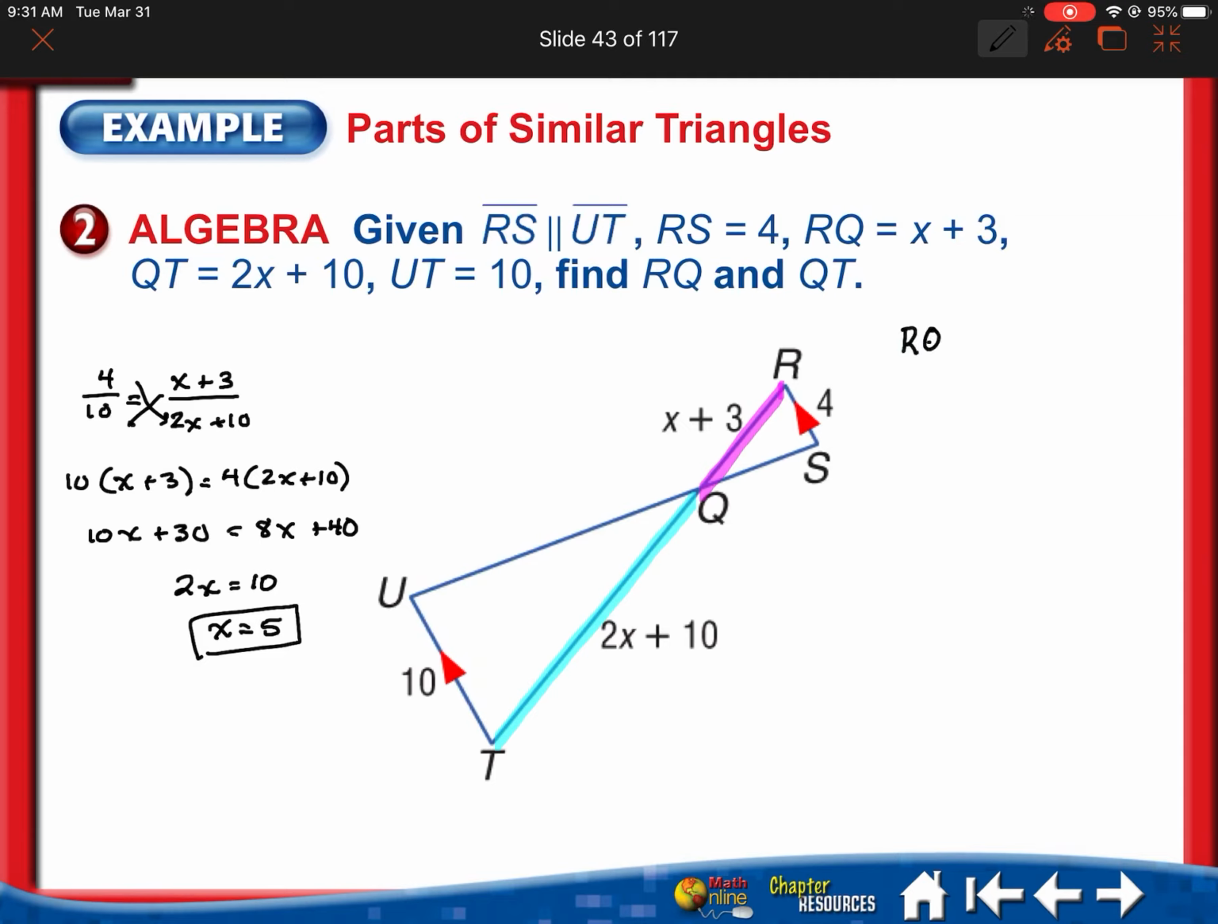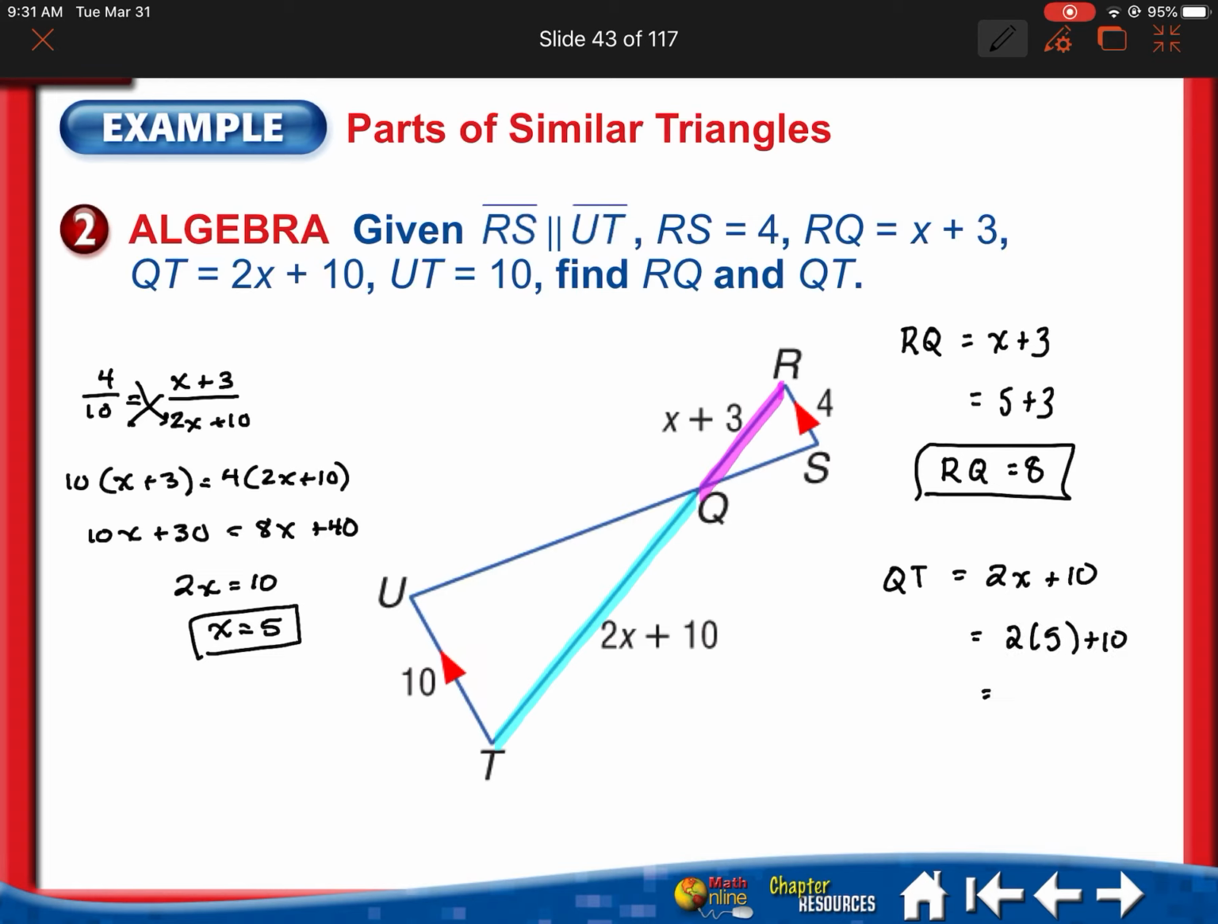So to find RQ, we have to do x plus 3, but we just found that x is 5, so 5 plus 3. So RQ is equal to 8 units. And to get QT, that is equal to 2x plus 10. So 2 times 5 plus 10. And 10 plus 10 is, oh, there's nobody here to answer me. It's 20. Oh, my daughter answered me. Good. So QT is 20.